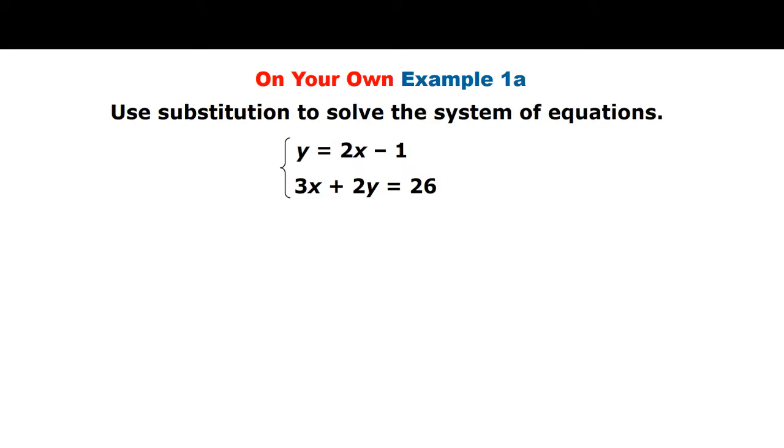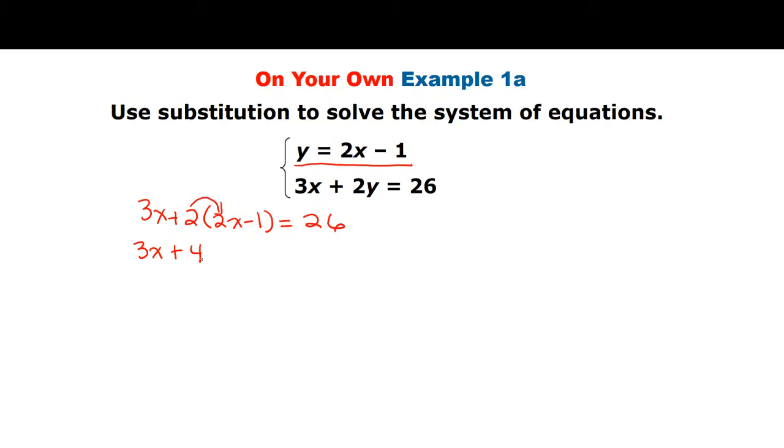Okay, let's come back. So the first step that we're supposed to do is solve for one variable in at least one equation if necessary. And so I can see already that one variable has been solved: y equals 2x minus 1. So I'm just going to substitute that in place of my y. So I'm going to say 3x plus 2, and instead of y, I'm going to use 2x minus 1. And all of that is going to equal 26. All right, so I have 3x, and then I'm going to distribute my 2.